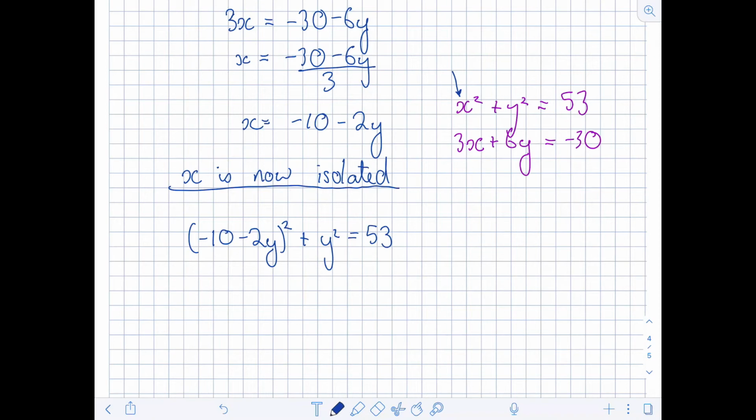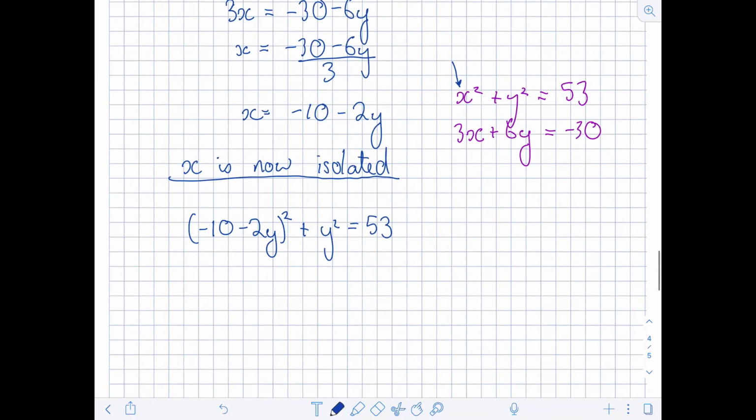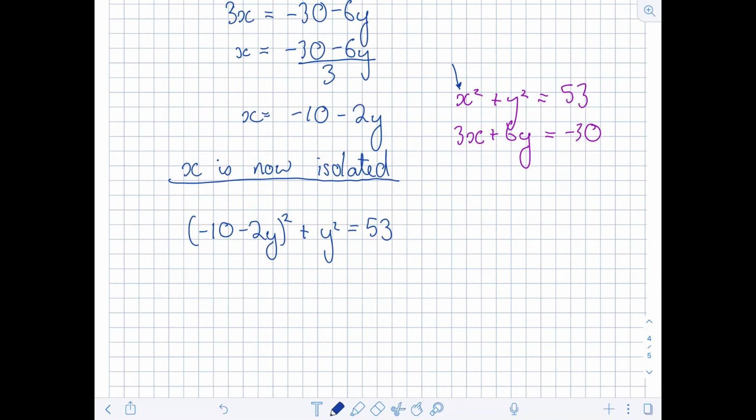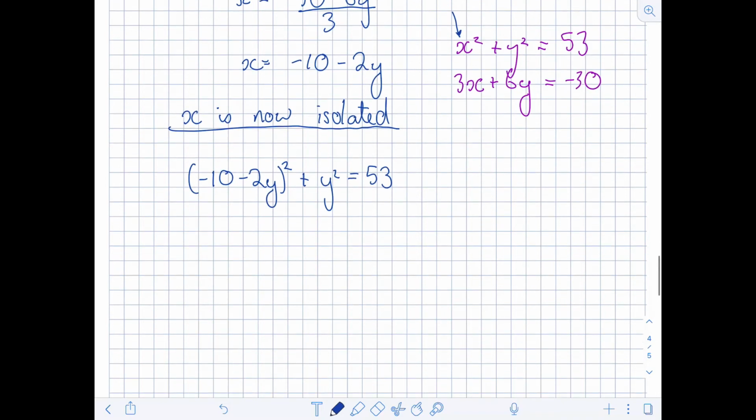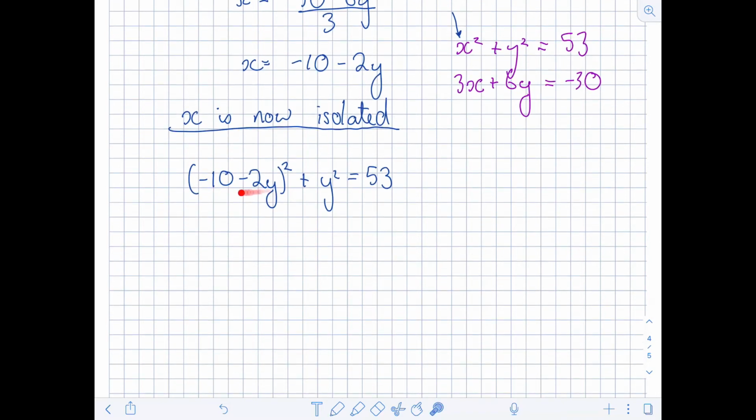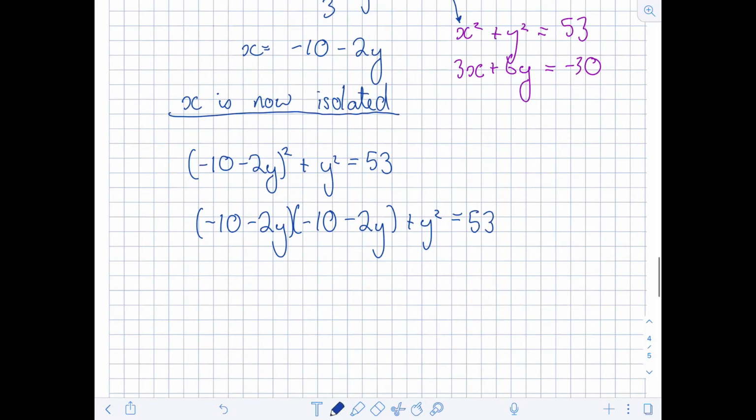Not too bad at all. What do we do? Where do we go next? How do I square two things? Well, what does it mean to square something? It means multiply it by itself. So I have to multiply this bracket by itself. So I have minus 10 minus 2y times minus 10 minus 2y, plus y squared equals 53.